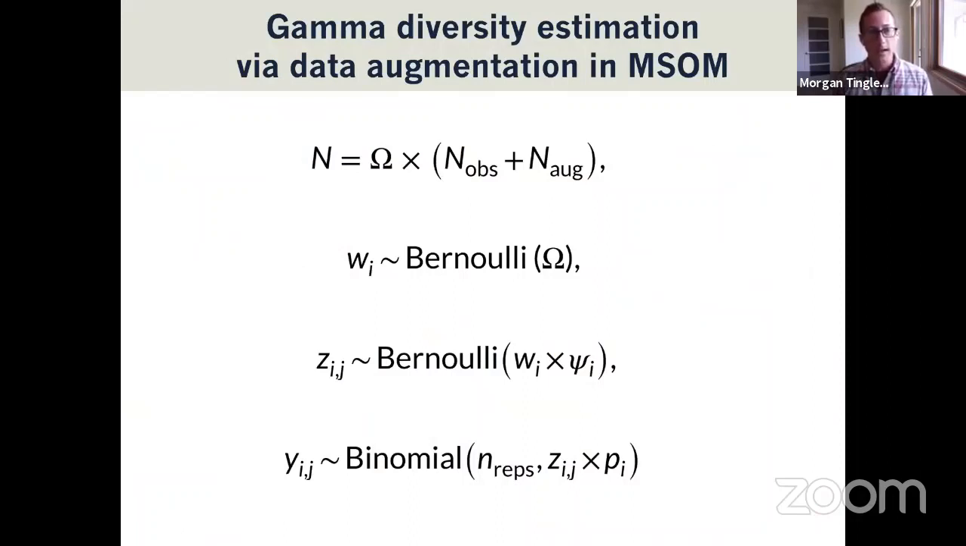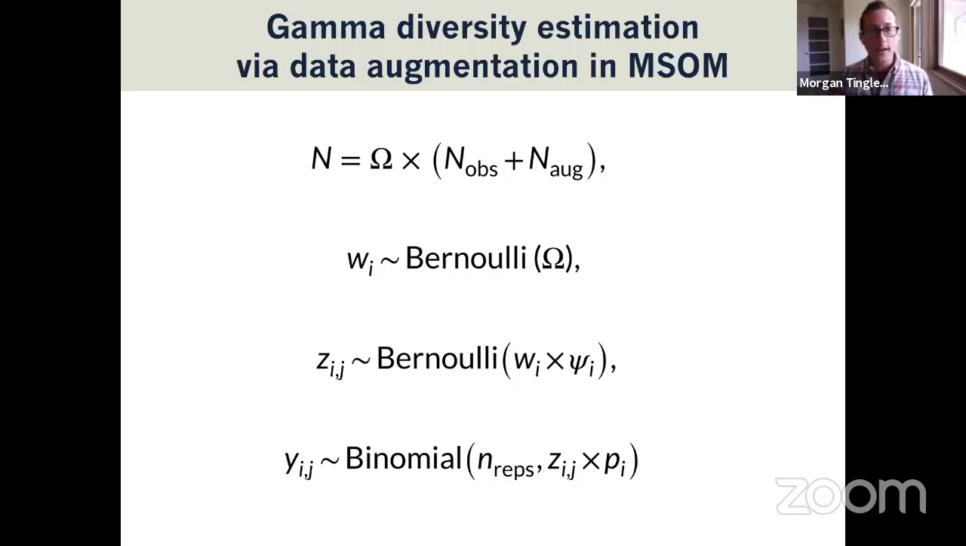Data augmentation in occupancy models goes back to Andy Royle and Bob Dorazio, who modified your standard multi-species occupancy model by saying that the true probability of occurrence at a site, that's Z, is a Bernoulli function, not of the probability of occupancy, but of that multiplied by this indicator variable W. W itself is a Bernoulli random variable of a parameter omega, where omega is being multiplied by the sum of the number of species that we know occurred across all of the sites that we surveyed in our study, plus some arbitrary large number of augmented all-zero capture histories.